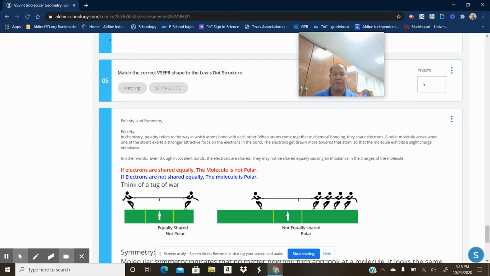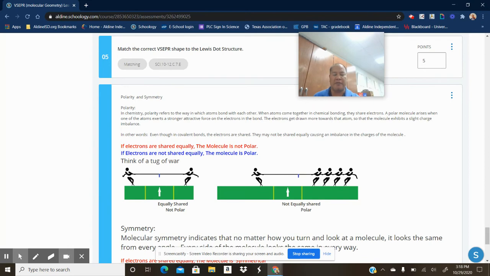So like this tug of war picture you see here, if the bond is equally shared, the electrons are right in the middle, equidistant from each other, and that means it's not polar. All right. However, most of the time, there's always a stronger element. That means the electrons are closer to that element than to the other. When we have that situation, we have a polar molecule, because the charges are going to be in slight imbalance, right? The electrons are going to be closer to one than the other.